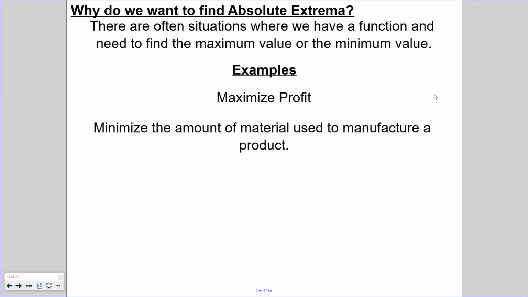Another example is if we are a construction company or a manufacturing company, how do we minimize the amount of material used to manufacture a product? If we had a function that modeled our amount of material, we could use that function to find the minimum amount of material we'll need to produce it. Or if we were launching a rocket with a certain amount of fuel or a certain payload, we could use the trajectory of the rocket to figure out what the absolute maximum height would be, and would that height be high enough for us to do whatever we needed to do.